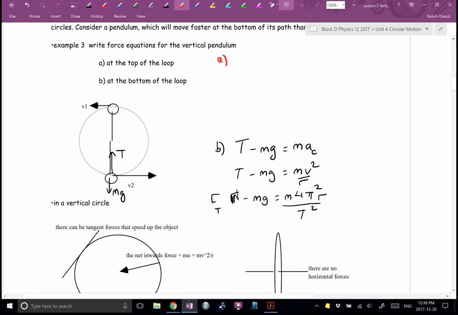What about at the top of the loop? What are the forces acting on it? Get the obvious one. Gravity, which way? Down. Gravity's down. Gravity's not towards the center. Gravity's down. What else? Tension. Which way? Along the rope. Who's winning?